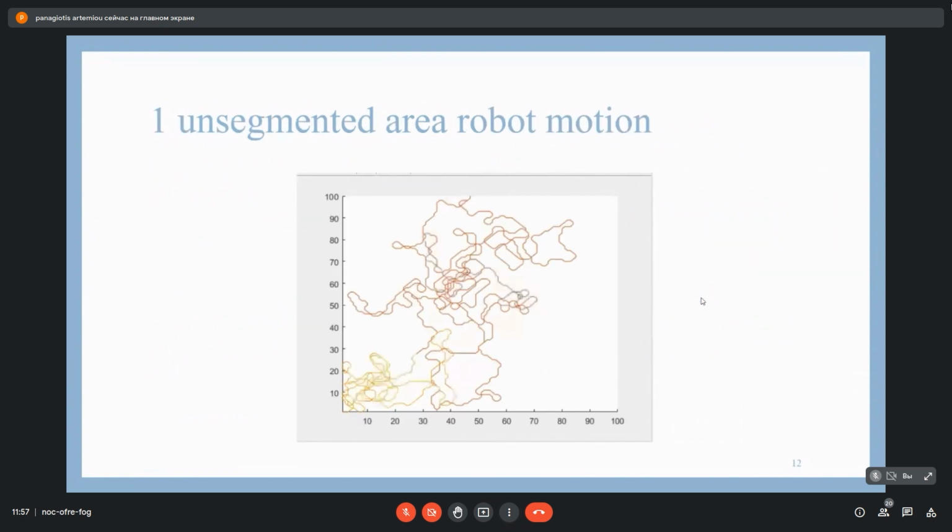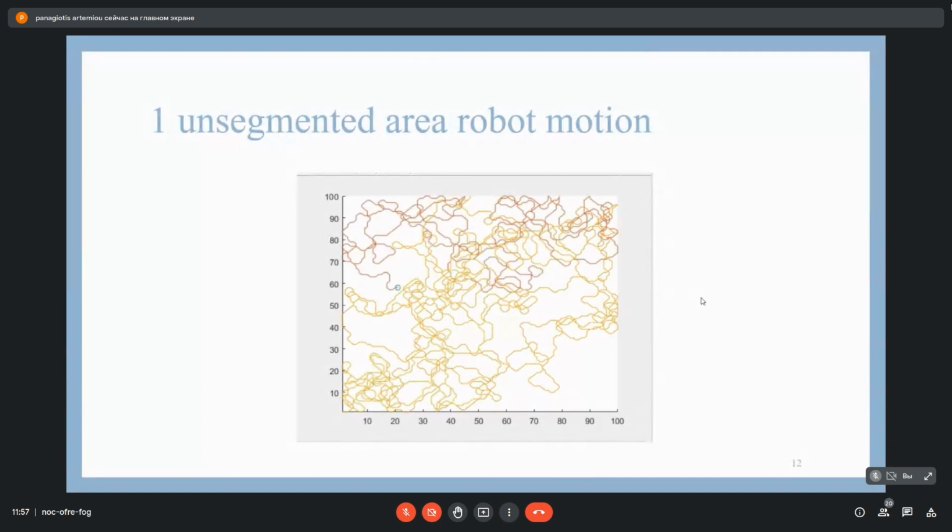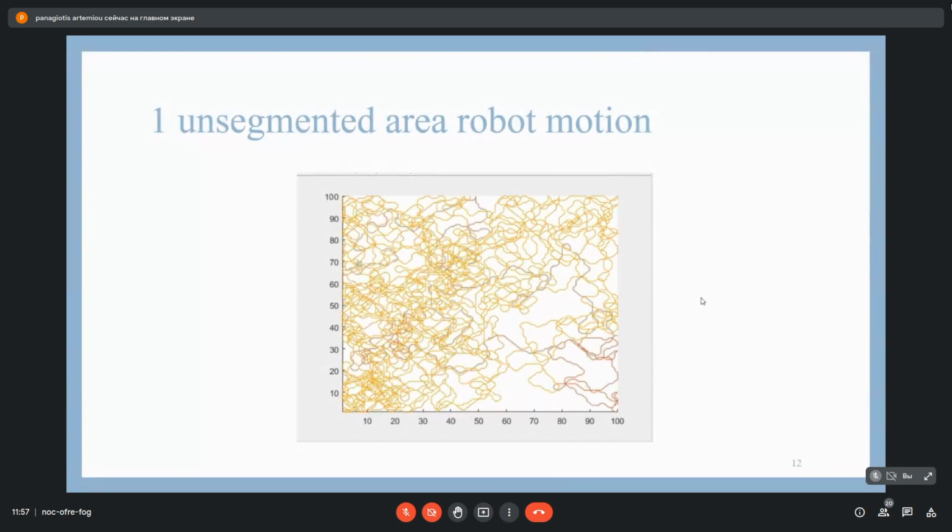Here you can see a demonstration of the robot's path. We can see that the path is smooth and visits almost the whole area, but we can also see that there are some areas that are not visited and some others that are visited multiple times. This can be seen in the simulations too.